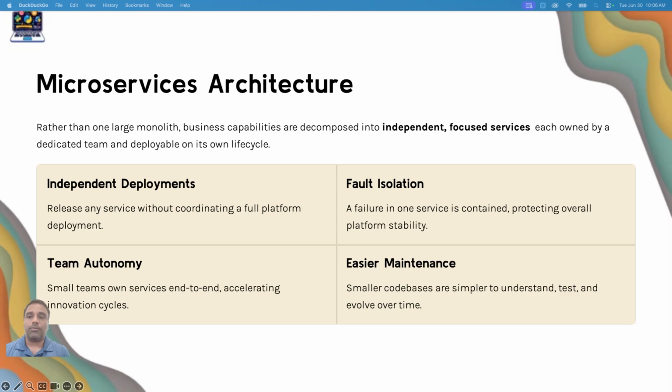The team autonomy: small teams own services end to end. So they can accelerate their innovation cycles by decoupling the life cycle management of those individual components or microservices. And easier maintenance, because there are very small code bases, which gives you simplification for understanding, testing, and evolving over time. So this isn't just an architecture pattern, it's an organizational pattern. It aligns your technology structure with your team structure.